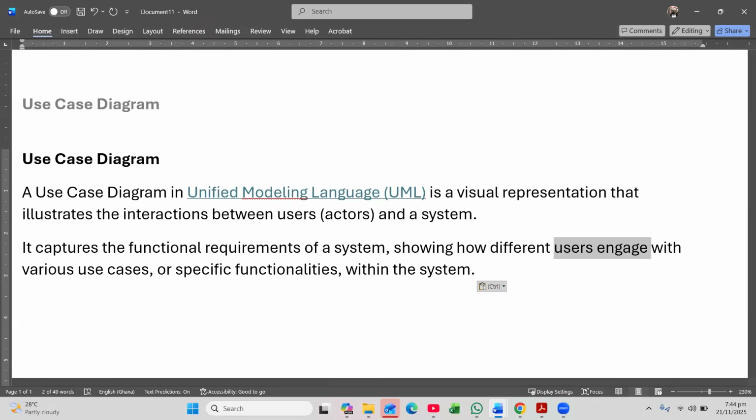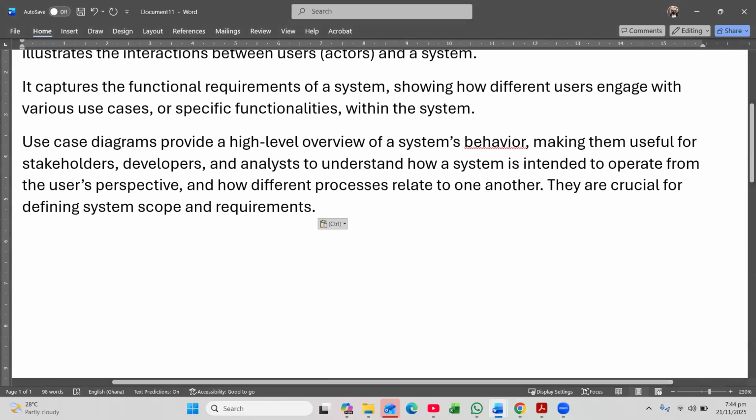Use case diagrams provide an overview of the system's behavior, making it so that the system can be understood by all the stakeholders. So the use case diagram provides a high-level overview of a system's behavior, making it useful for stakeholders, developers and analysts to understand how a system is intended to operate from the user's perspective and how different processes relate to one another. They are critical for defining the system scope and requirements.